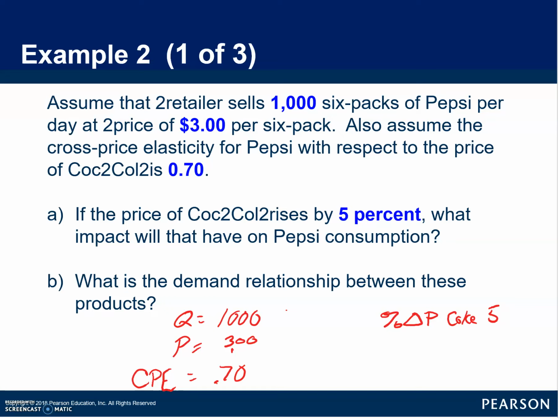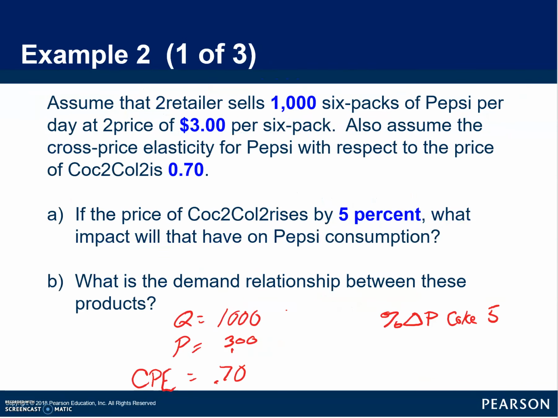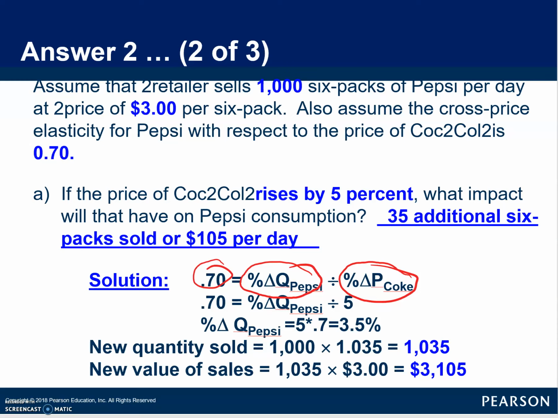So let's plug the information that we have into the equation that we looked at before. We have 0.70 as our cross price elasticity, and we know that's the percent change in quantity of Pepsi divided by the percent change in price of Coke. We know the percent change in price of Coke, which we determined here to be 5%. We plug that in. Again, we're looking for the percent change in quantity of Pepsi.